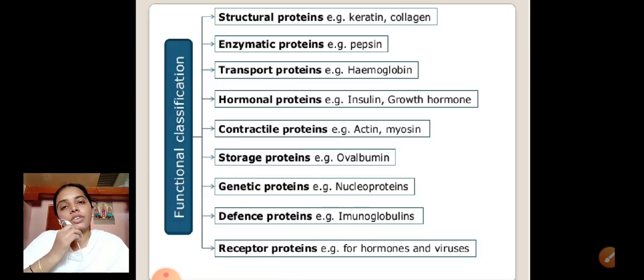The functional classification of protein. Structural proteins, for example keratin and collagen. Some proteins act like enzymes, that is enzymatic proteins, for example pepsin. Transport protein, for example hemoglobin. Hormonal protein, for example insulin and growth hormone. Contractile protein, actin and myosin. Storage protein involves ovalbumin. Genetic protein, that is nucleoprotein. Defense protein involves immunoglobulins like antibodies. Receptor proteins for hormones and viruses.